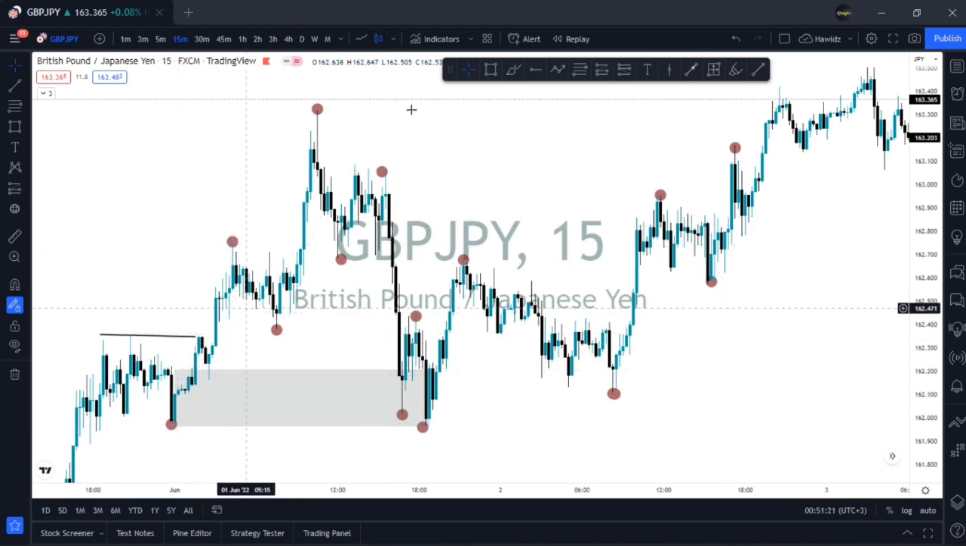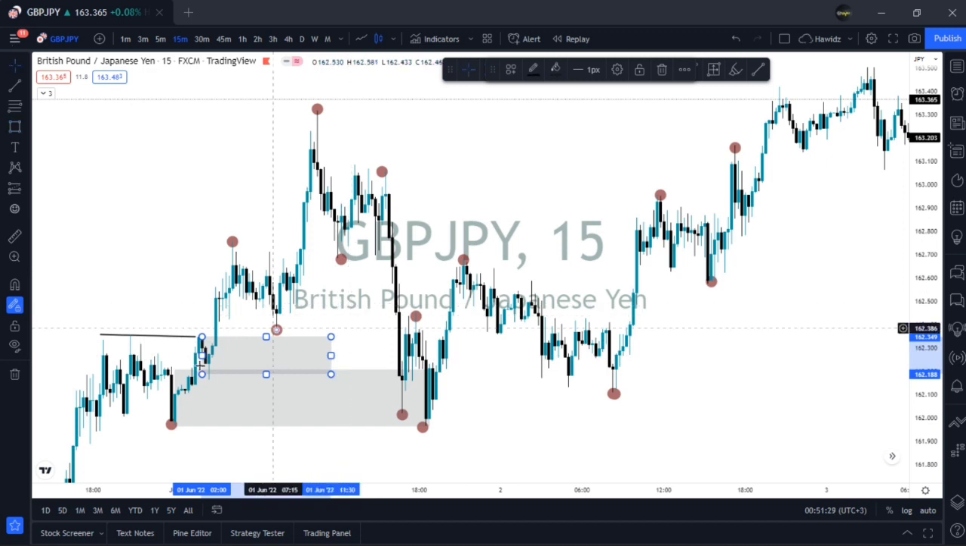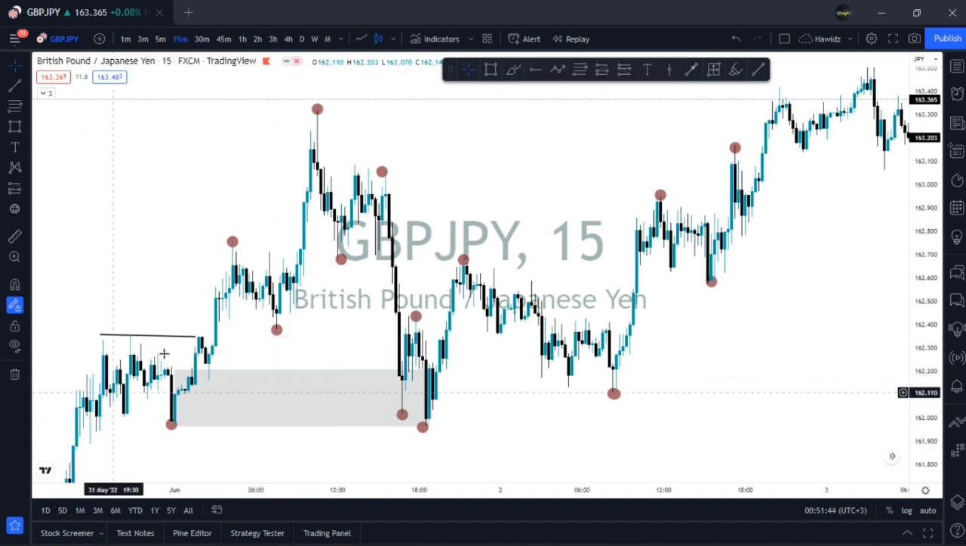But within this play, there's also intermediary structure that did actually initiate some things. So you do have another down move there. Now, it's not important to mark every zone and trade from it. You can just be patient and only use a single zone. So you have your original zone down there.